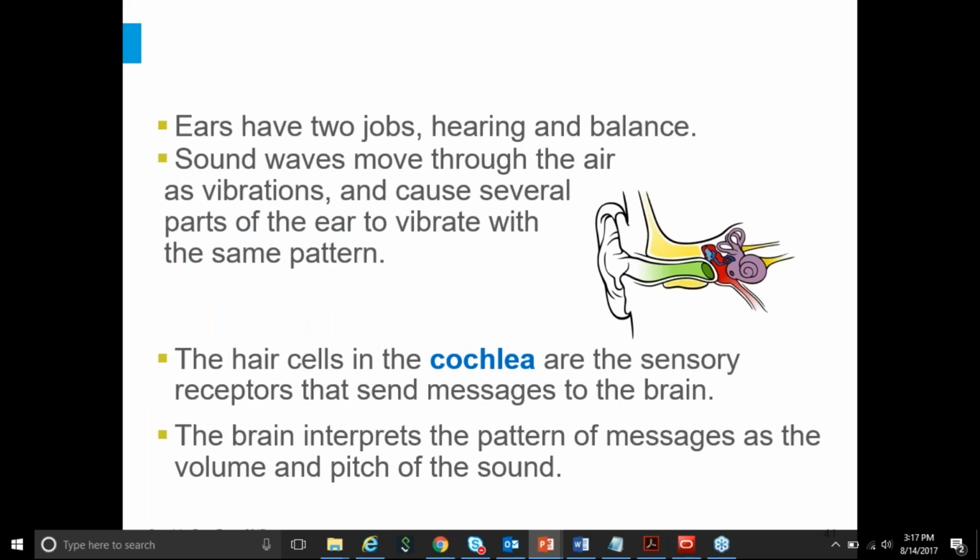So looking at a couple of these sensory organs in more depth, ears have two jobs, hearing and balance. Sound waves move through the air as vibrations and cause several parts of the ear to vibrate with the same pattern. The eardrums, bones, the fluid in the cochlea, and the hair lining in the cochlea all carry the pattern of vibrations. The hair cells in the cochlea are the sensory receptors that send messages to the brain. The brain interprets the pattern of messages as the volume of the sound and the pitch of the sound.